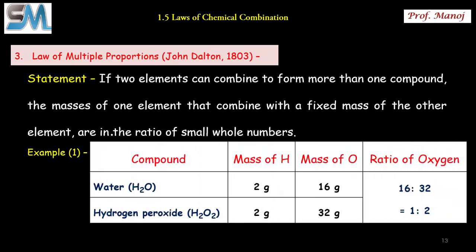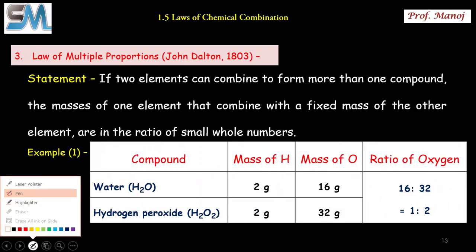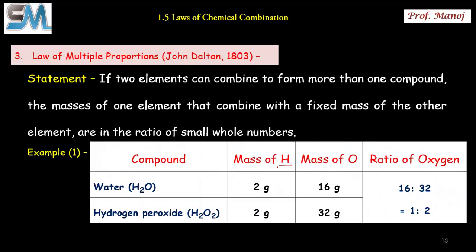Example number 1. We are taking here two different elements, that is, one is hydrogen and second is oxygen. The compounds considered are H2O water and H2O2 hydrogen peroxide. If you see both these molecules, the amount of hydrogen in both of them is similar. That is what the statement says here, fixed mass of the other element.